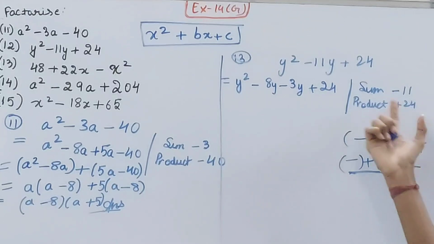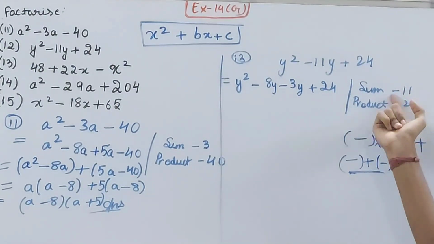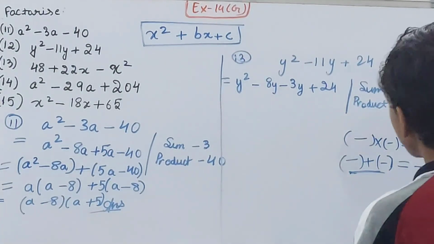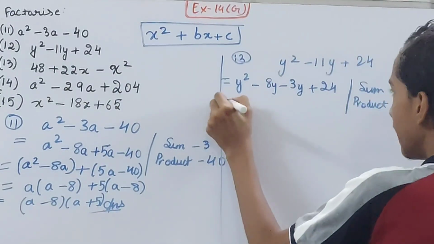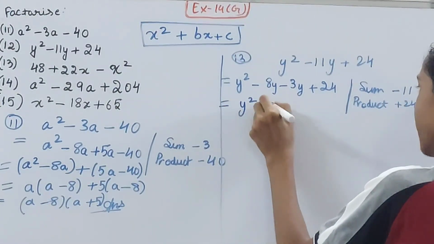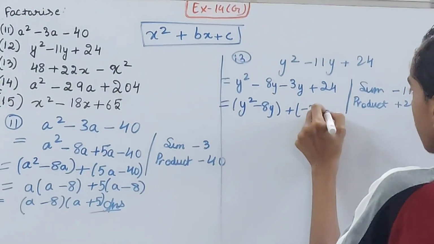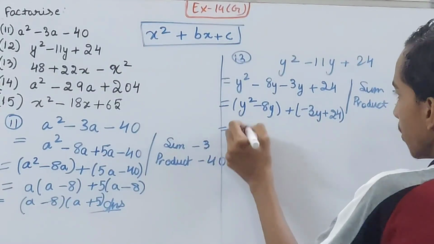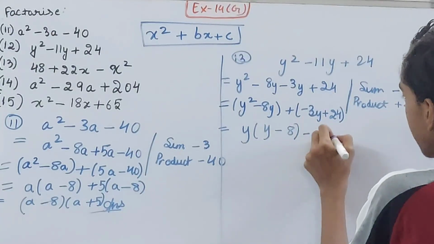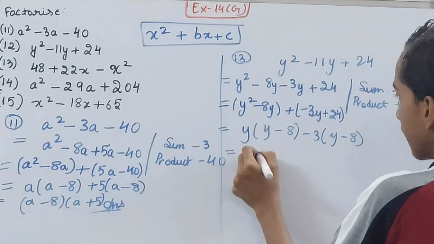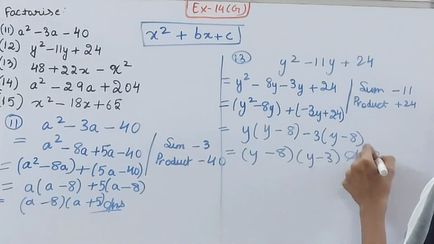Minus into minus, plus 24. Minus 8 and minus 3 is minus 11 on adding, and minus 8 into minus 3 is plus 24. And now we can group them: y square minus 8y in one group and minus 3y plus 24 in the other group. From here we can take y outside the bracket, and we are left with y minus 8. We can take minus 3 outside the bracket, and we are left with y minus 8. Now we can take y minus 8 common, and you will have y minus 3 left over. This is your final answer.